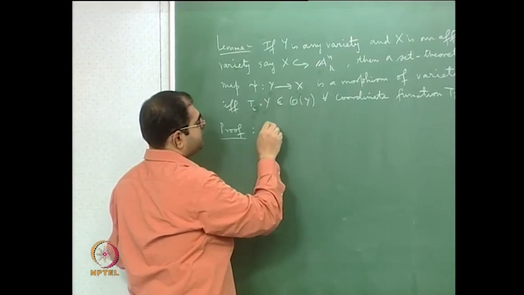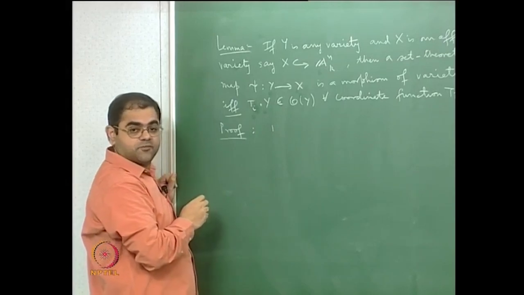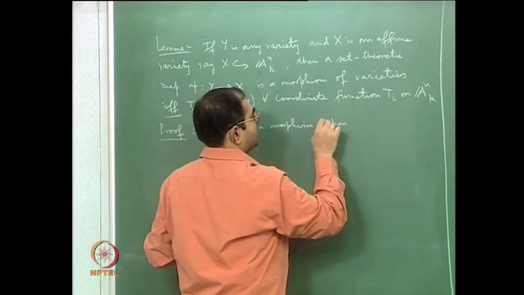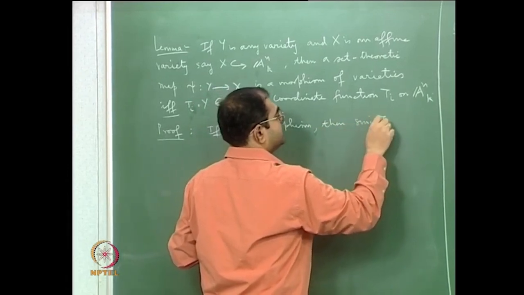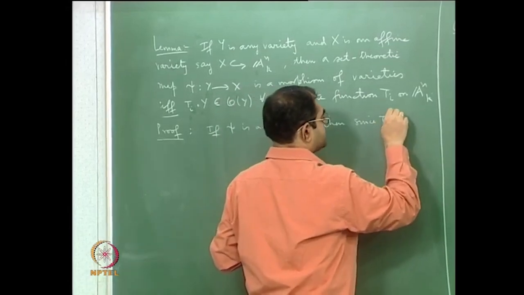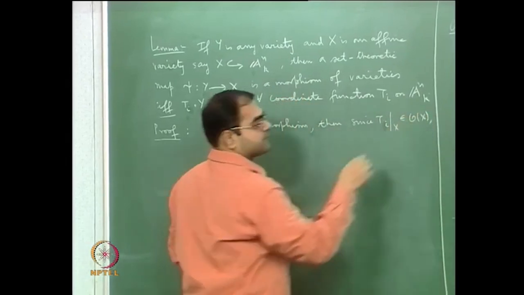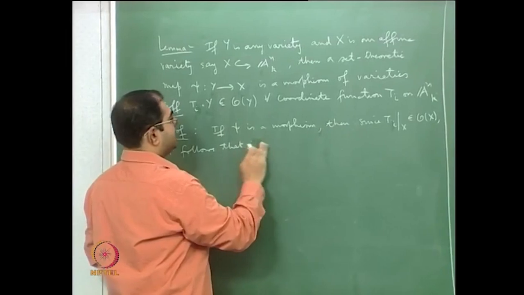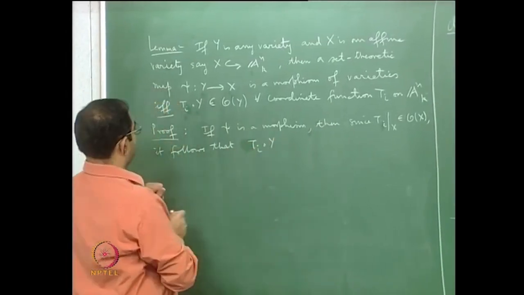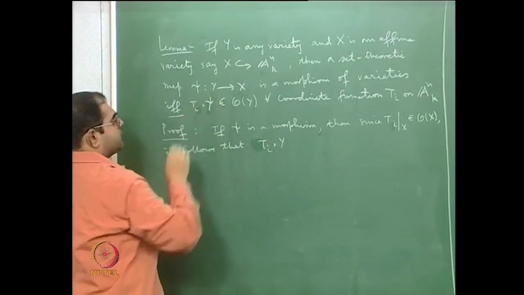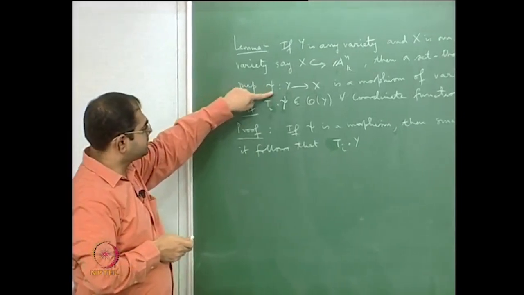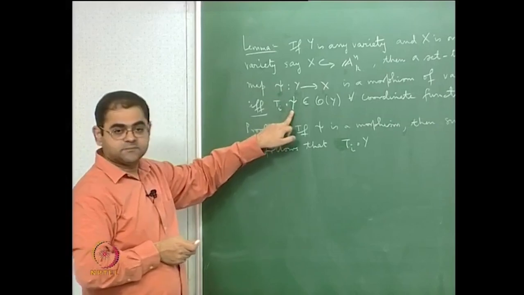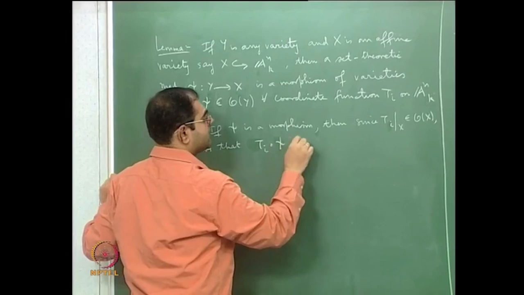Okay, so you see, mind you, this is an if and only if condition. One way the proof is very very simple. If psi is a morphism, then of course, since ti restricted to x are regular functions on x, it follows that ti circle psi, I'm sorry, I think it should have been ti circle psi, not ti circle y. That's wrong notation. Ti circle y doesn't make any sense. I should compose ti with psi. Please correct that. So ti circle psi will of course be a regular function on y.